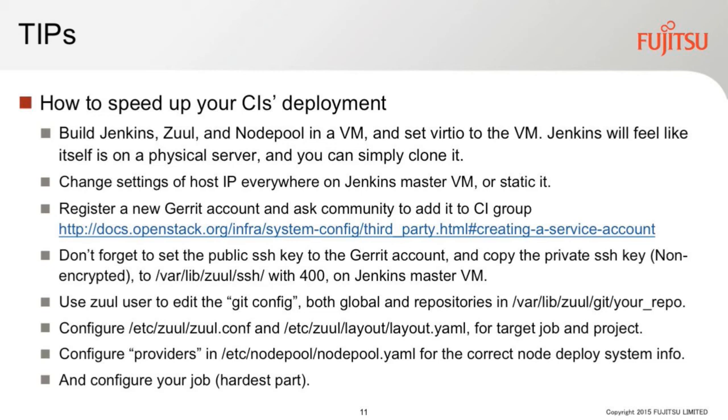And here is the important part. You need to put the private access key in the right place, and of course non-encrypted. The place is in the zuul SSH directory, and you need to change its permissions to 400 on the Jenkins master. And after that, you need to switch to the zuul user and edit the git config, both global and the repository itself.